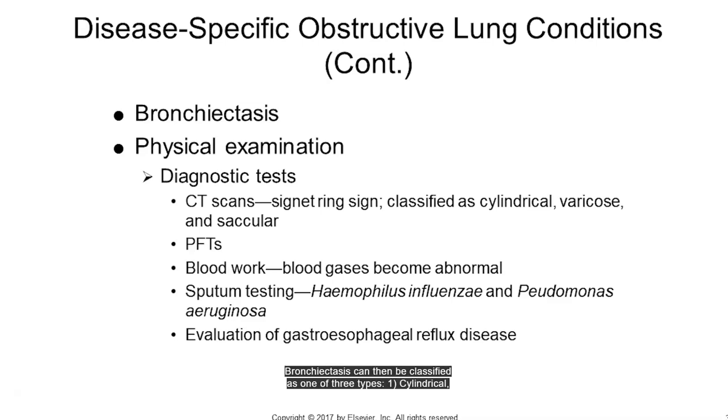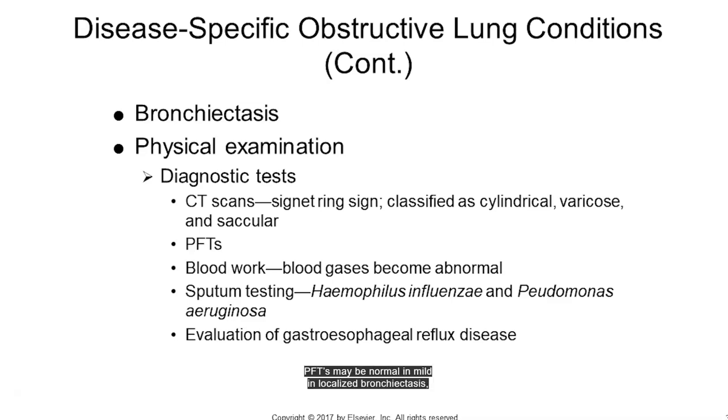Bronchiectasis can then be classified as one of three types: 1. Cylindrical, 2. Varicose, or 3. Saccular. Cylindrical bronchiectasis is characterized by smooth, parallel bronchial walls that don't taper normally. Varicose or varicoid bronchiectasis shows distorted and bulging bronchi like a varicose vein, and saccular bronchiectasis is characterized by bronchial dilation that increases toward the lung periphery, where the bronchi look like a balloon. The saccular form is the most severe.